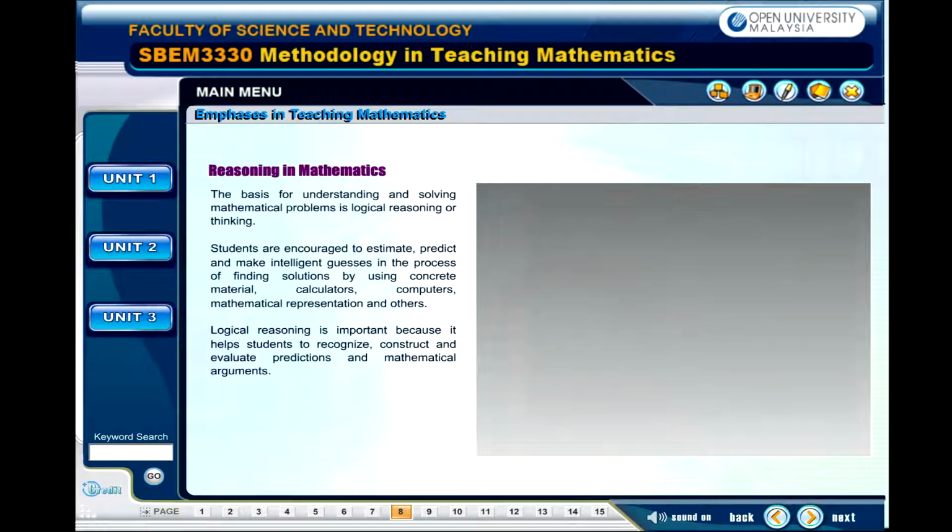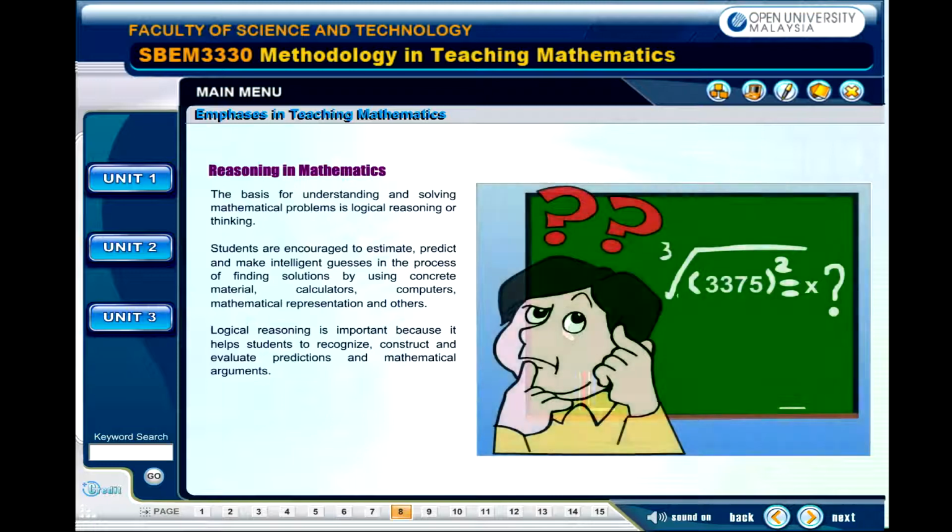The basis for understanding and solving mathematical problems is logical reasoning or thinking. Students are encouraged to estimate, predict, and make intelligent guesses in the process of finding solutions by using concrete material, calculators, computers, mathematical representation, and others. Logical reasoning is important because it helps students to recognize, construct, and evaluate predictions and mathematical arguments.